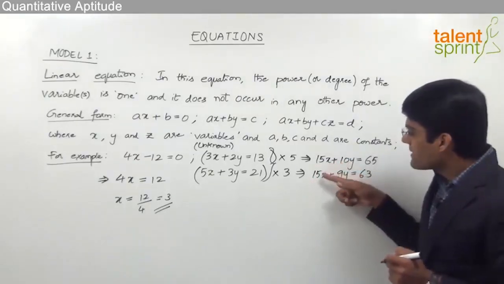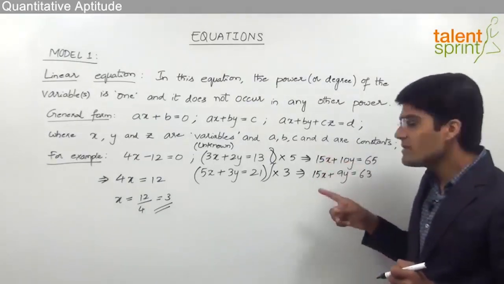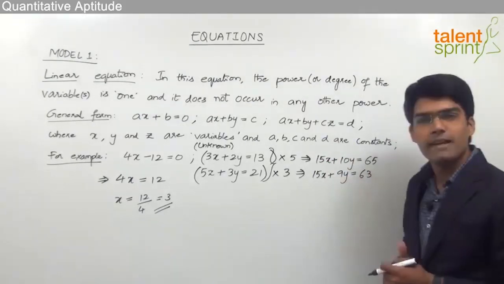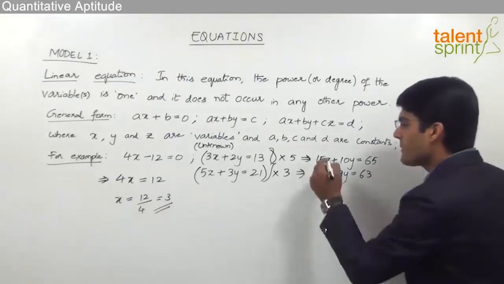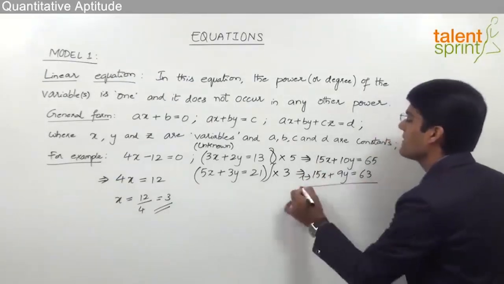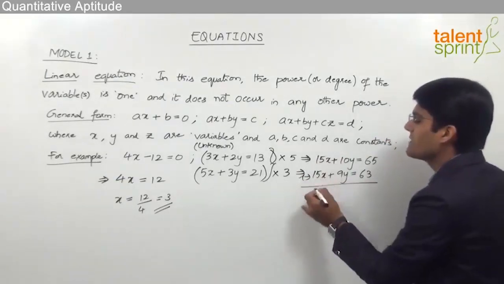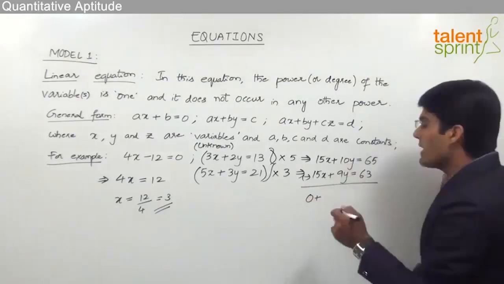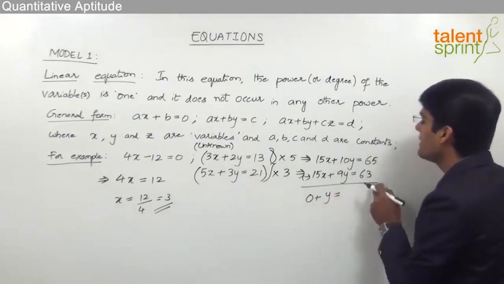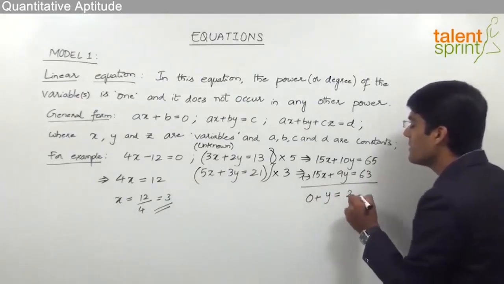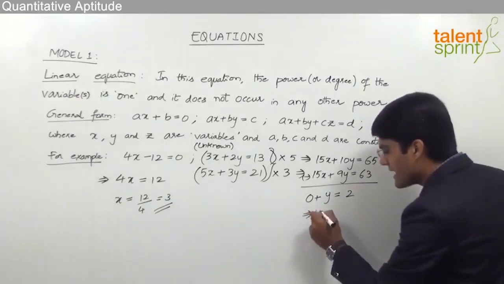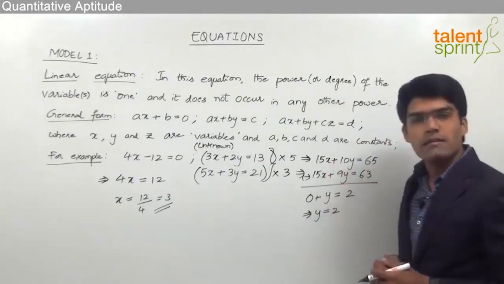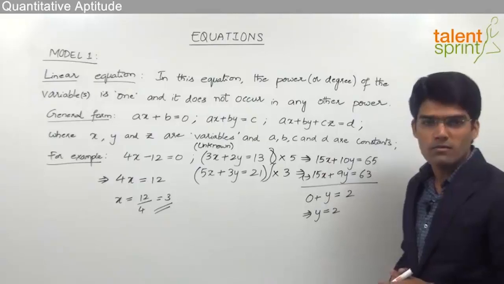Now we can subtract the second equation from the first equation so that 15x and 15x get cancelled, and we can then easily find out the value of y. So let us subtract the second equation from the first equation. So 15x minus 15x is 0 plus 10y minus 9y will be equal to y, and 65 minus 63 will be equal to 2. So very clearly we can understand that y is equal to 2. So this is how, by eliminating the variable x, we can find out the value of y.